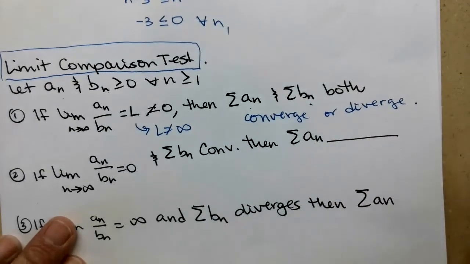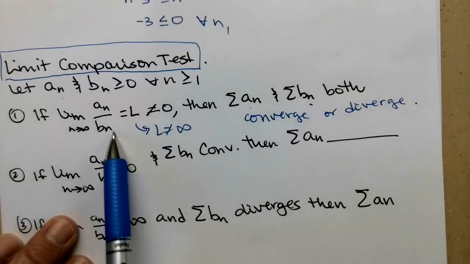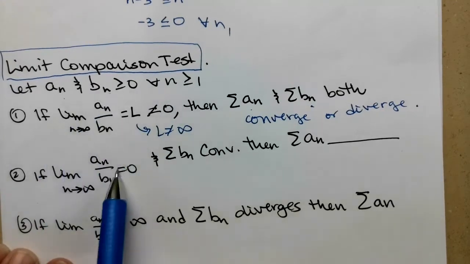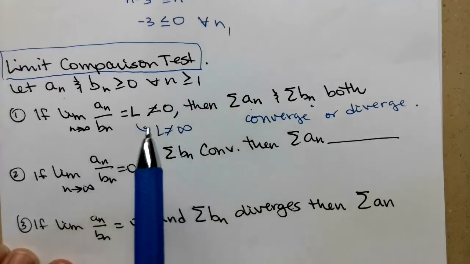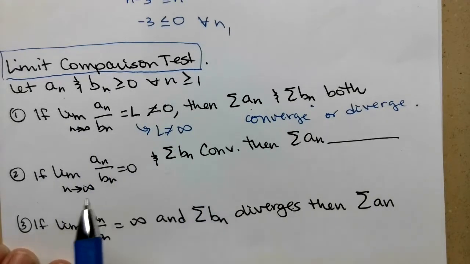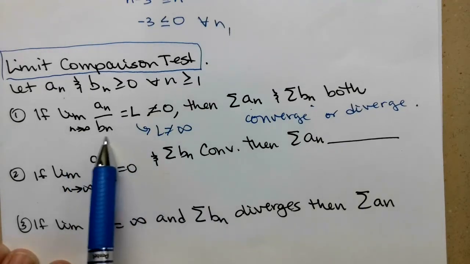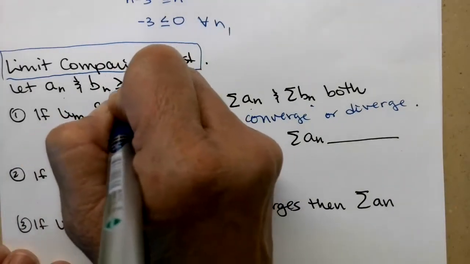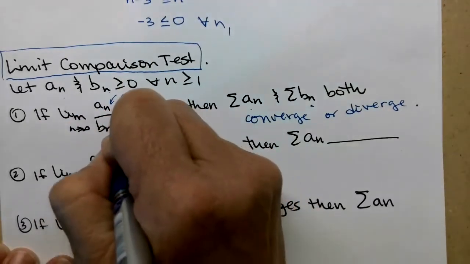Okay? So the way we're going to use this is we're going to be given an a sub n. We're going to come up with a b sub n that we know what it does. We know that it converges or we know that it diverges. We're going to do a ratio. We're going to take a limit. If we get that limit to be a finite number that's not 0, then a sub n, the one we don't know, will always do exactly what b sub n does, the one we do know. So this a sub n will be the given part. This b sub n will be the one we come up with.